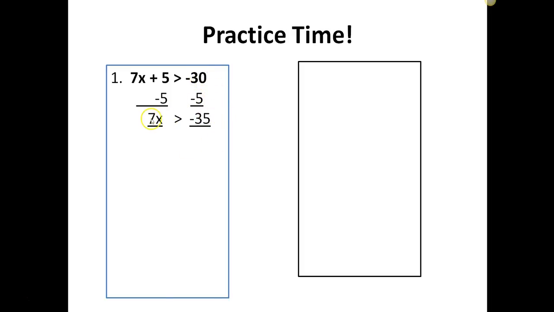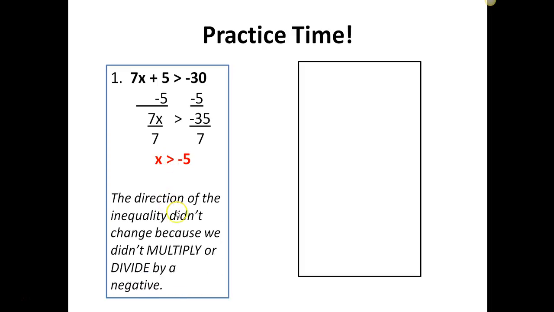Still trying to get my x alone. 7 times what is negative 35? Well, the opposite of multiplying by 7 is divide by 7. 7 divided by 7 leaves me 1x. Negative 35 divided by 7 is negative 5. And wait a second, there's a negative here. But it says greater than. Why would I leave it as greater than?